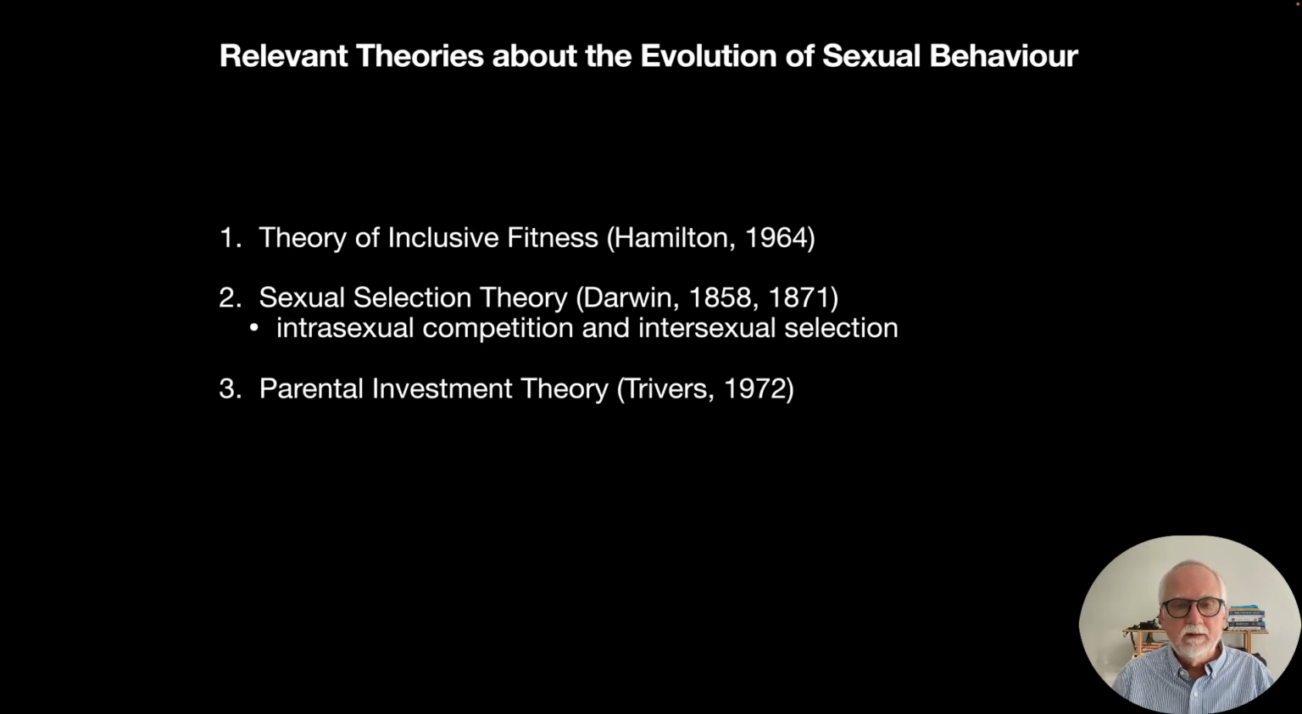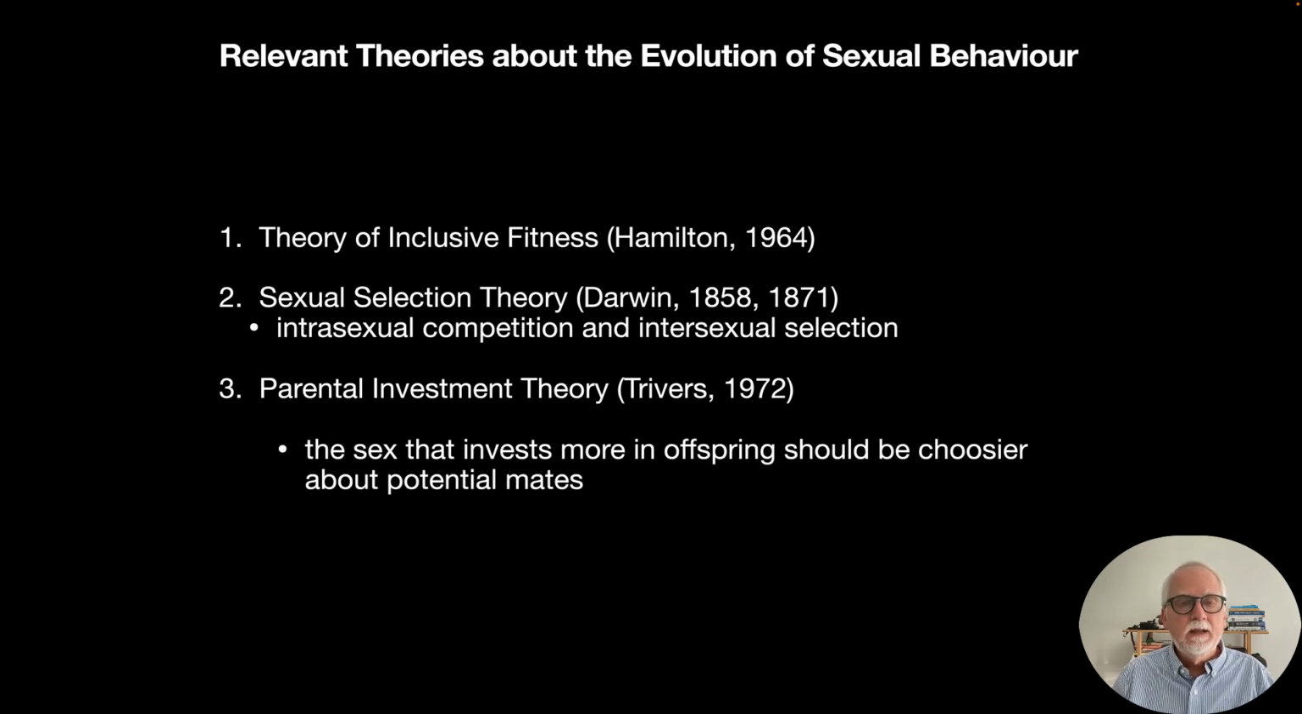Then we have parental investment theory that was proposed by Trivers in 1972. And the idea behind this theory is that the sex that invests more in the offspring should be choosier about potential mates. So the idea here is that if you don't really have much to invest once the child is born, or even when the child is being conceived, then you should be less choosy about who you mate with because you don't really have a big investment in the whole thing.